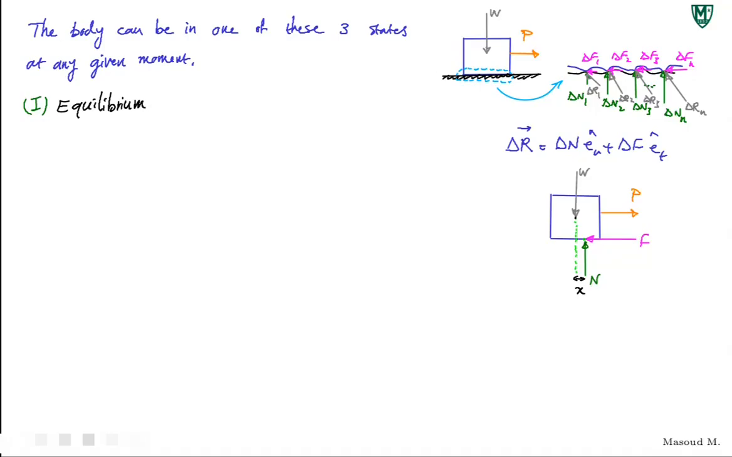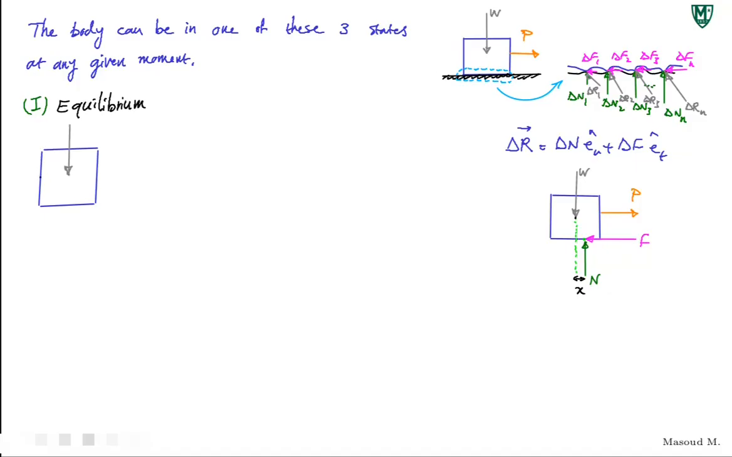So your body could be in equilibrium and it's not about to move, it's not moving, it's just sitting there. In that case, knowing the geometry and knowing the forces, you can find out where you have to put your normal force. So let's just go with the box example. It's a rigid body. Let's put a W there. W is applied at the center of the mass, so in the middle.